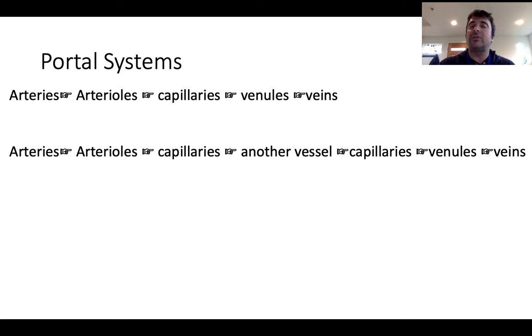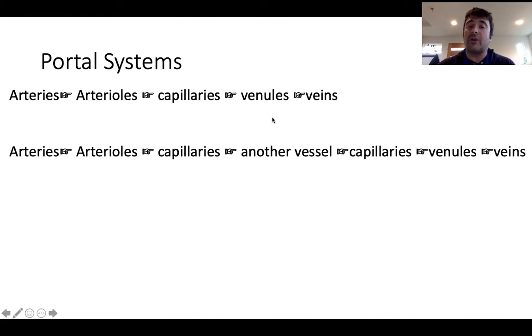In order to understand hepatic portal circulation, you first need to understand what a portal system is and how a portal system deviates from typical blood flow. So in a typical system of blood flow, arteries eventually branch into smaller blood vessels called arterioles. Arterioles feed into capillaries, which are points of exchange between the tissue.